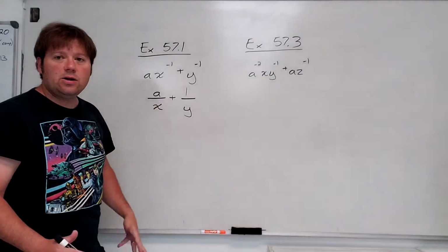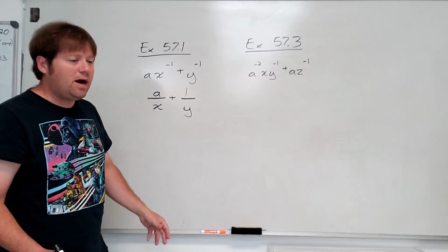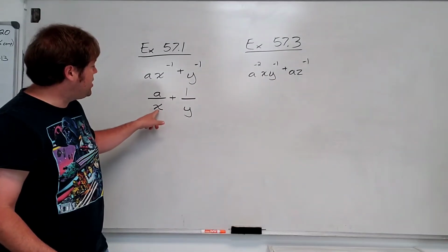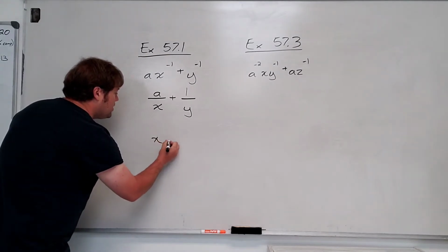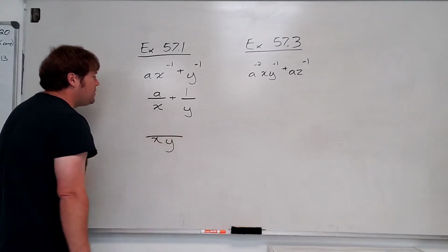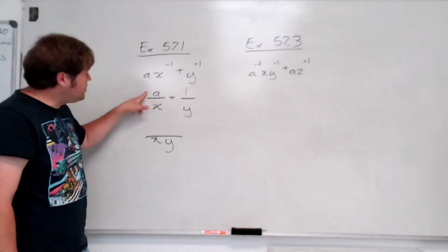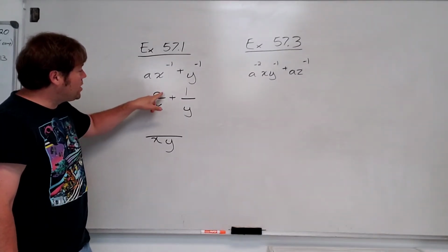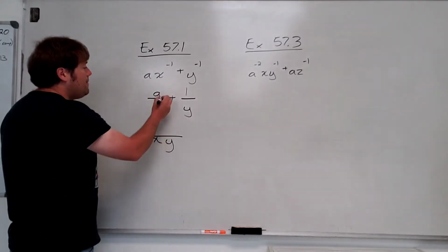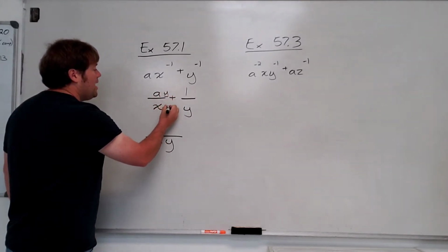Now we work this out like we always did. We just get a common denominator. In this case, the common denominator is xy. So we will do that. We will put xy as our common denominator. For this first term right here, it has an x. It needs a y. So we're going to multiply top and bottom by y. A times y, x times y.